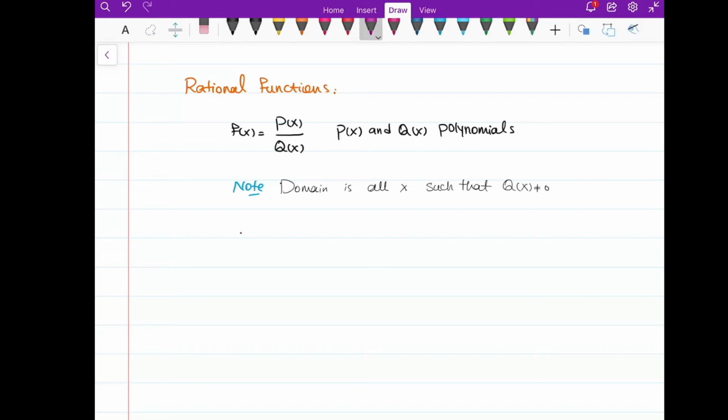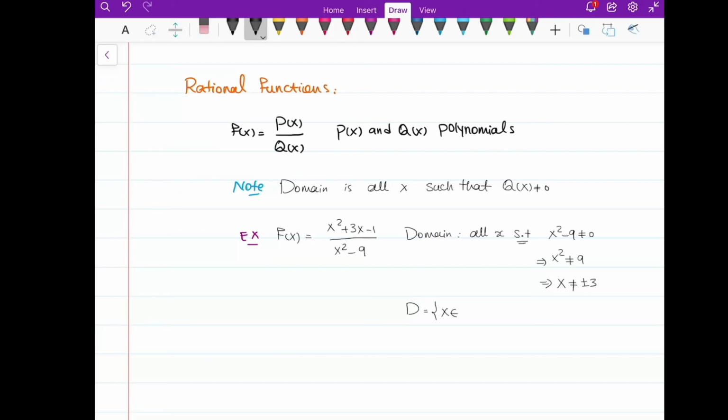Okay, as an example of this, let's say our function f of x equals x squared plus 3x minus 1 divided by x squared minus 9. Okay, what is the domain? So the domain of this function is all x such that, this is my notation for such that, x squared minus 9 is not equal to 0. Basically, x squared is not equal to 9, and when x squared is equal to 9, then x can be plus or minus 3, you know that. But x cannot be equal to plus or minus 3, so the domain would be all real numbers such that x is not equal to 3 and x is not equal to negative 3.